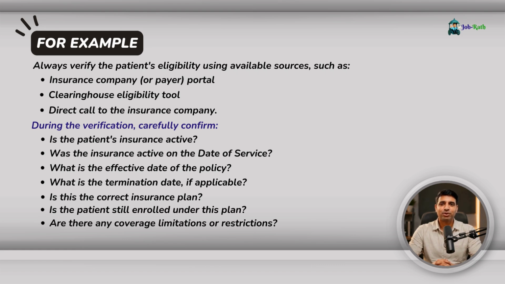During the verification, carefully confirm: Is the patient's insurance active? Was the insurance active on the date of service? What is the effective date of the policy? What is the termination date, if applicable? Is this the correct insurance plan? Is the patient still enrolled under this plan? Are there any coverage limitations or restrictions? Pay special attention to the effective date and termination date because these details determine whether the insurance company was responsible for covering the patient's services on the date of treatment.